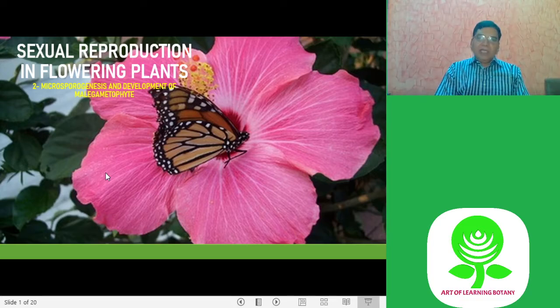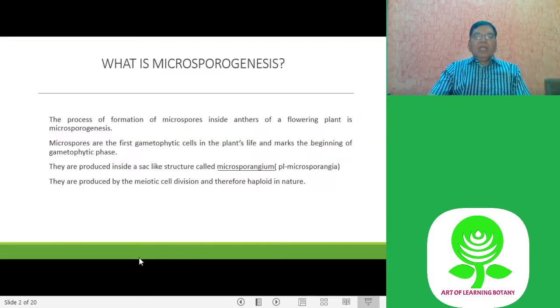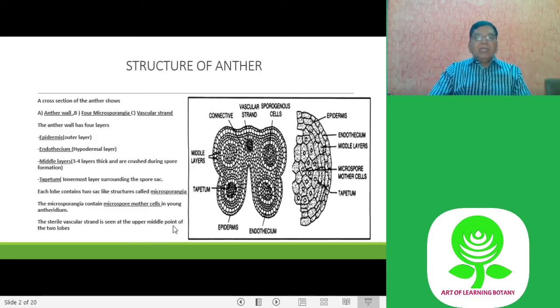Microsporogenesis is the process of formation of microspores. Where is it formed? It is formed inside the microsporangia, which are present in the anthers. The anther is a bilobed structure attached to the top of the filament in the stamen. The anther has 4 microsporangia, 2 in each lobe, and it is encircled by wall layers. There are 4 wall layers.